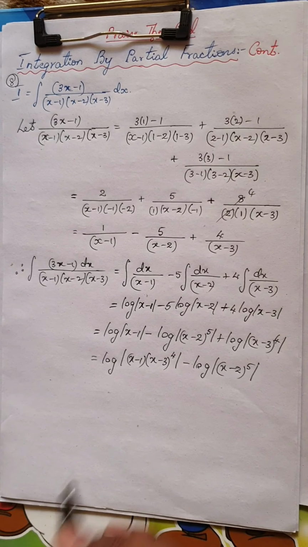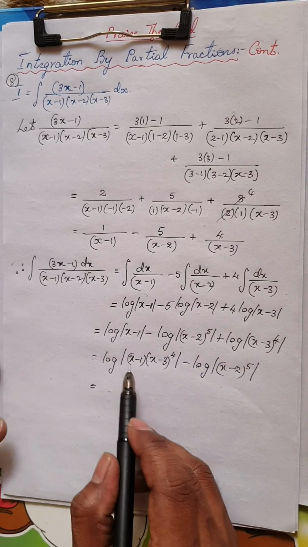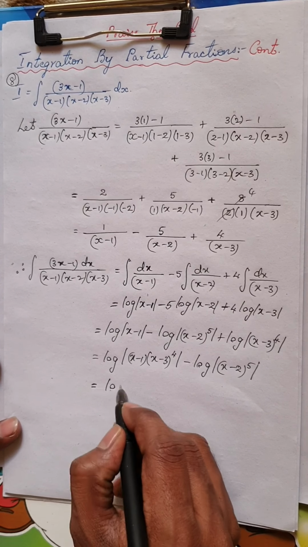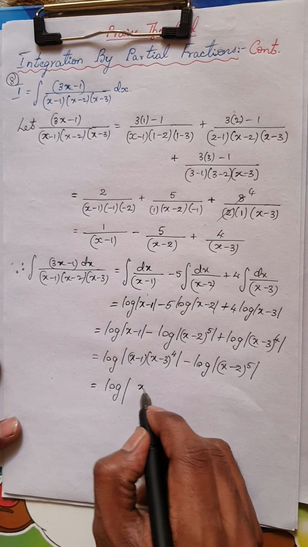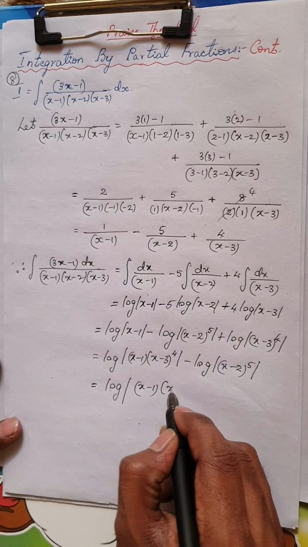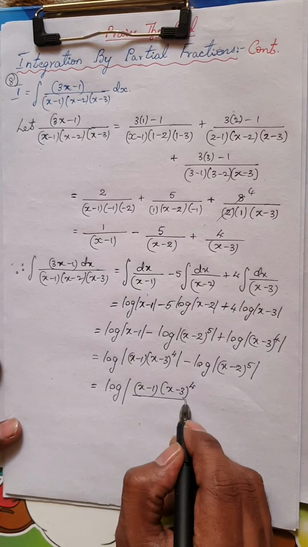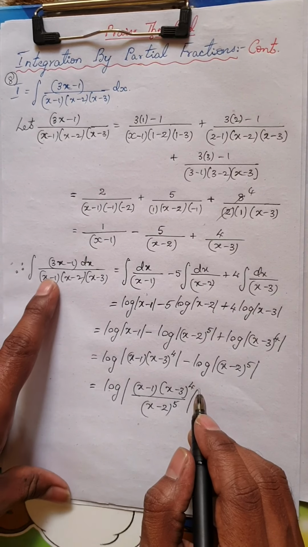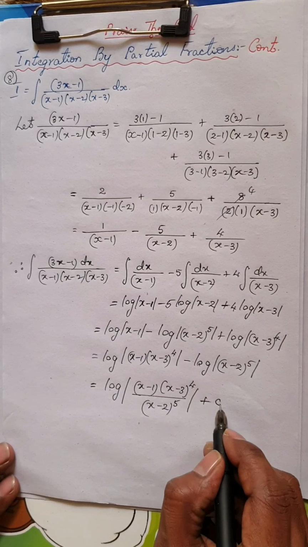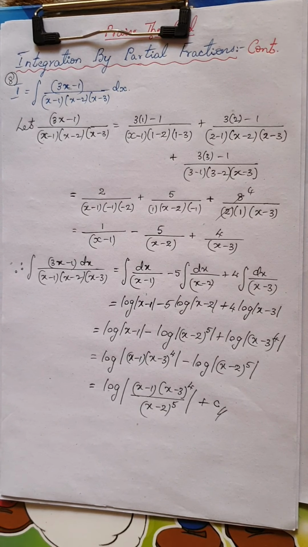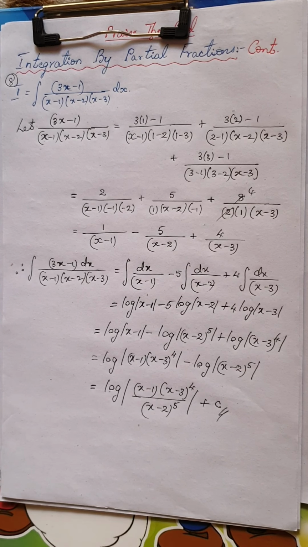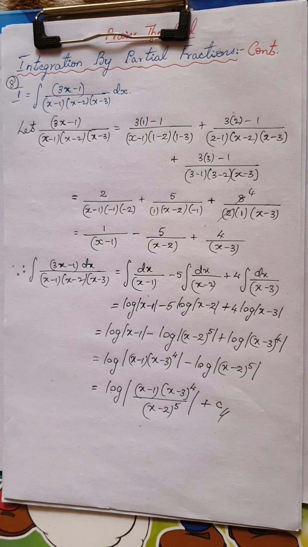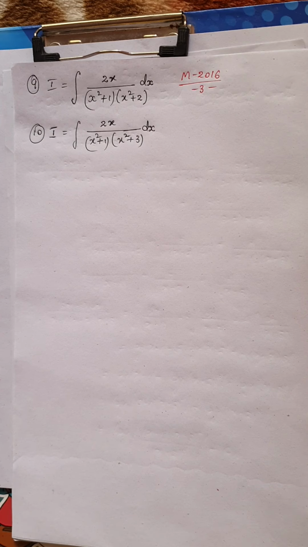Okay. Now this can be further simplified as, this is of the form log m minus log n. This can be written as log of m by n. So it is nothing but (x minus 1) into (x minus 3) whole power 4 divided by (x minus 2) power 5. Remember, this is an indefinite integral. Use the constant of integration plus c. Is it clear? So this is the regular procedure of integrating the given function by the method of partial fractions. Okay students, we will move on to the next question.